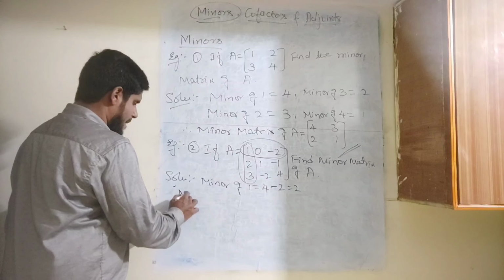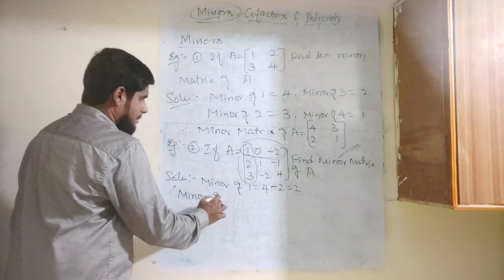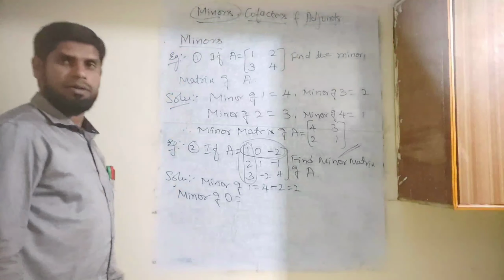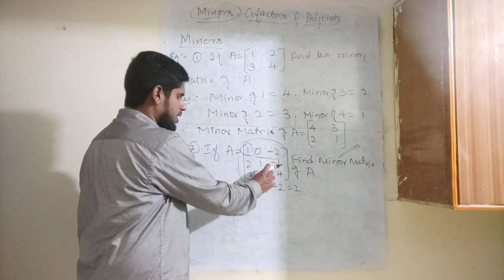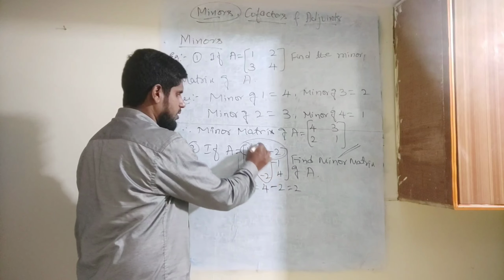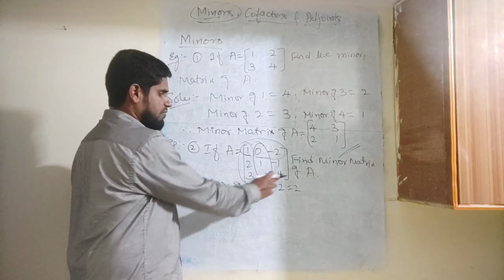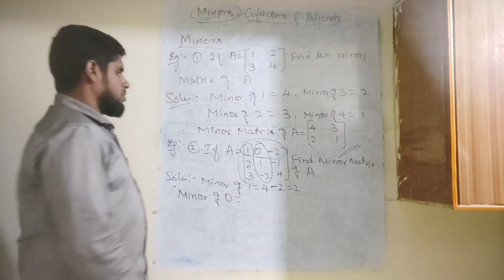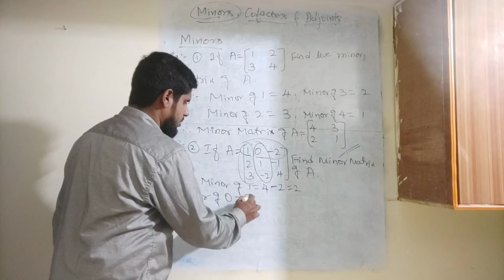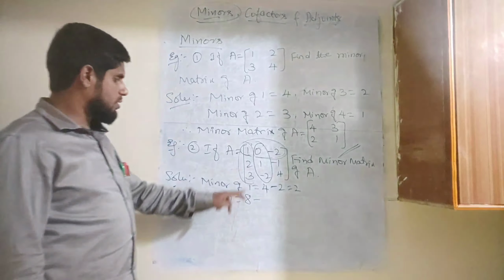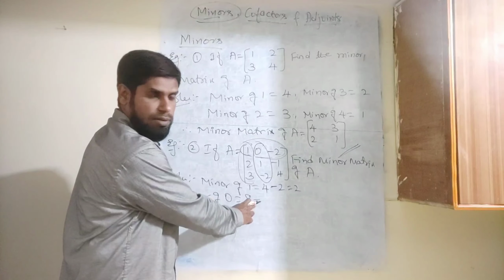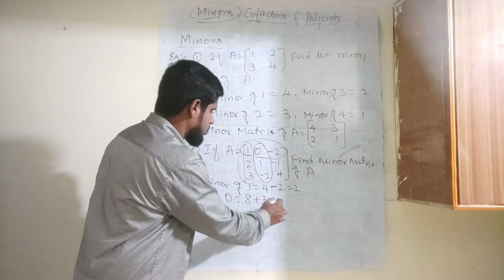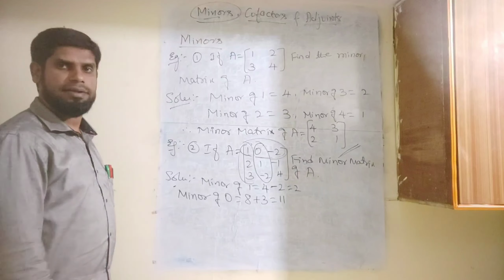Next, minor of 0. 0 is present in the first row and second column. Now I should neglect the first row and second column. Then we get 2, −1, 3, 4 as the 4 elements. Now 2 into 4 is 8, minus 3 into −1, which is minus 3. Already I have one minus from RCM, so this becomes plus 3. So its minor is 11.